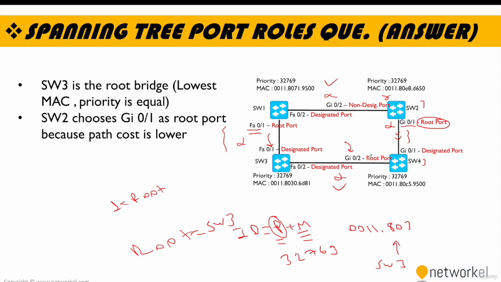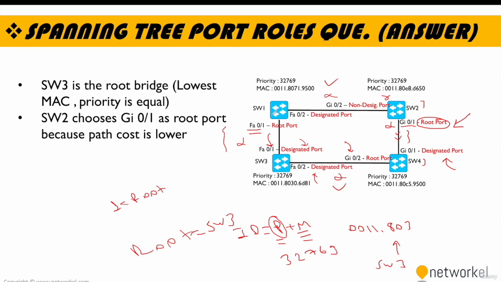So remember what I have told you. Each segment should have at least one designated port. Since I picked the root port as GIG01 in here, the switch 4 GIG01 will be my designated port for this segment. Since I have my root port GIG02 of switch 4 in here, switch 3 fast02 will be my designated port, and since I have my root port in here, switch 3 fast01 will be my designated port. But what about here?